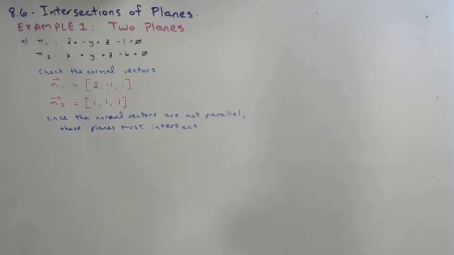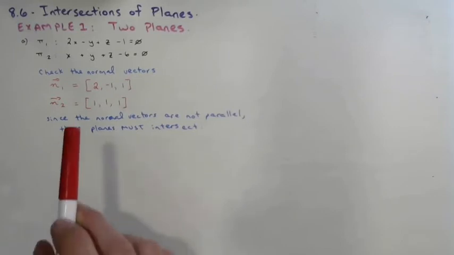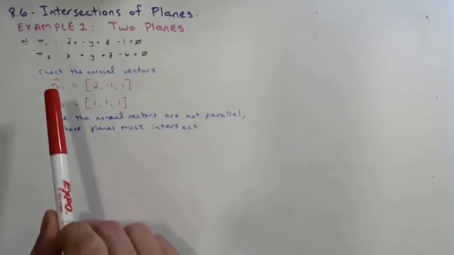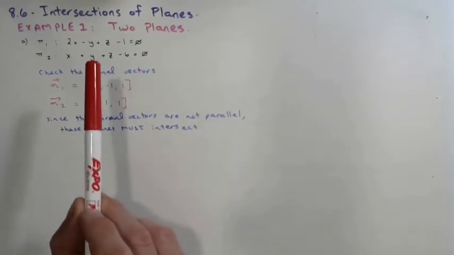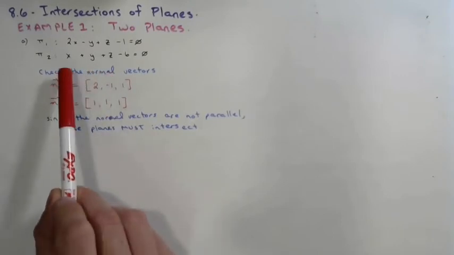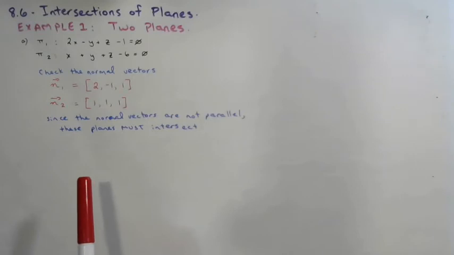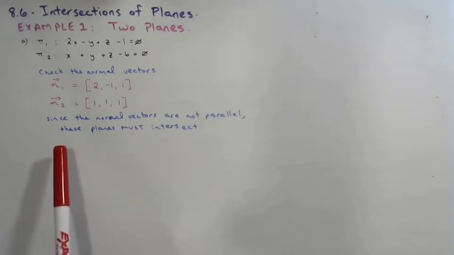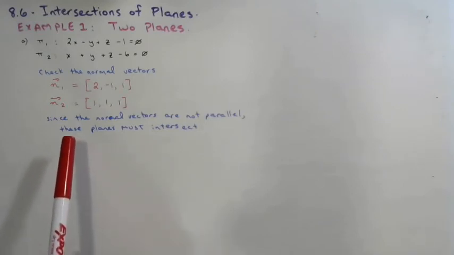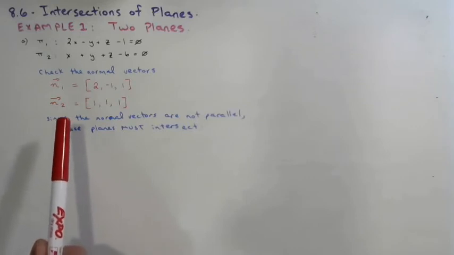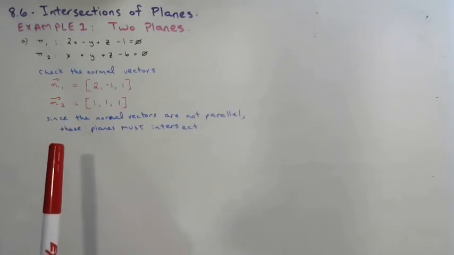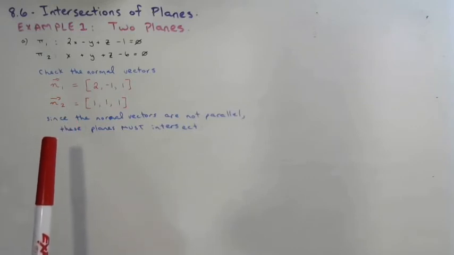Normally we would find the point of intersection by using substitution or elimination. But notice now that we have three variables, and we know that the intersection is going to be a line. So we're not going to get a clean answer like x equals this, or y equals 7, or z equals 4.